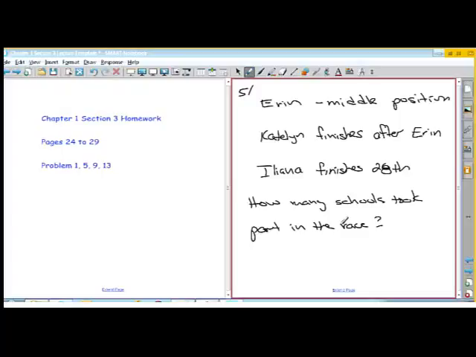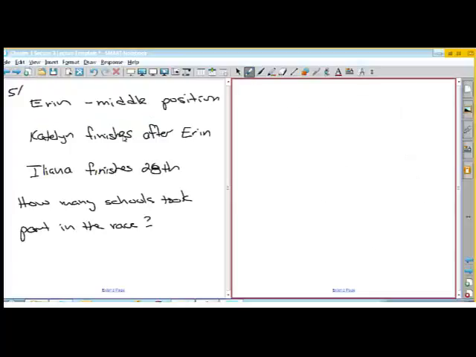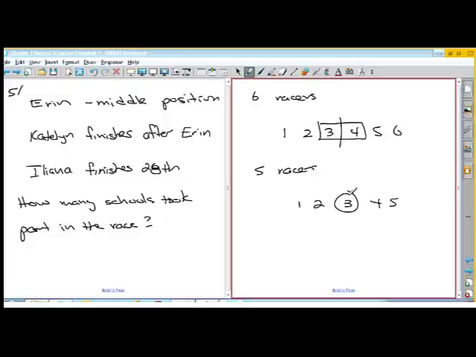Nobody's going like, yeah, that's interesting. You're like, what? That's why I said, these are not easy. So let's say you have 6 racers. You'd have 1, 2, 3, 4, 5, 6. If you have 5 racers, then you'd have 1, 2, 3, 4, 5. So the middle of the racers would be here. With 6, you'd have to say either 2 people are in the middle or none are. Whereas with 5 racers, you have a middle. So that means the number of racers has to be odd.